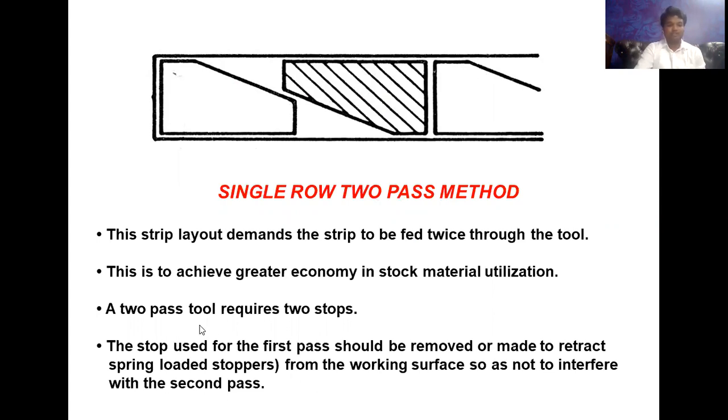A two pass tool requires two stops. The stop used for the first pass should be removed or made to retract, a spring-loaded stopper, from the working surface so that it does not interfere with the second pass. So whatever material we get out through the blanking operation in the first pass should be removed by using a spring-loaded stopper. Otherwise, it will interfere with the material that we are going to remove in the second pass.